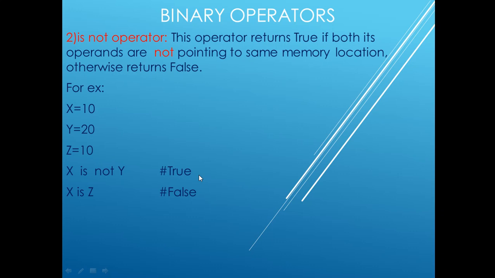x is not y. Yes, x is not y because x is 10 and y is 20. But x is not z: x is pointing to 10 and z is assigned as 10. Now z is also 10 and x is also 10. So x is not z will return false because both are pointing to the same location. So 'is not' is just the reverse of the 'is' operator. So this is about the identity operator.